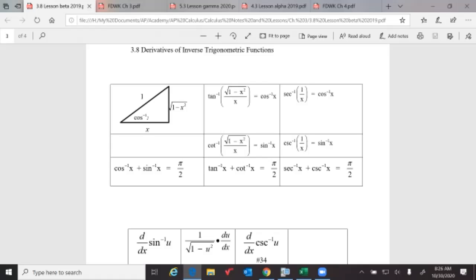Yes? What's the derivative of pi over 2? Oh, you have to memorize that? Pi over 2 is a constant. What's the derivative of a constant? 0. This differentiates to 0. Yes? Subtract something we already did.